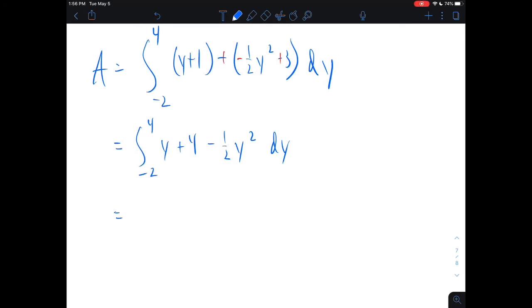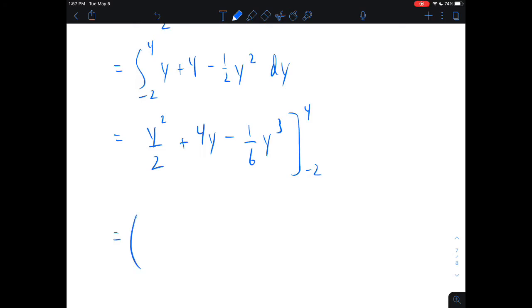So the term y is y to the first. I would just increase the power by 1 and then divide by the new power. And then the constant 4 wouldn't become 4x, it becomes 4y, because again, y is your independent variable here. And then minus 1/2 y squared, the antiderivative will be minus 1/6 y to the third. And then I need to plug in 4 first and then -2 second.